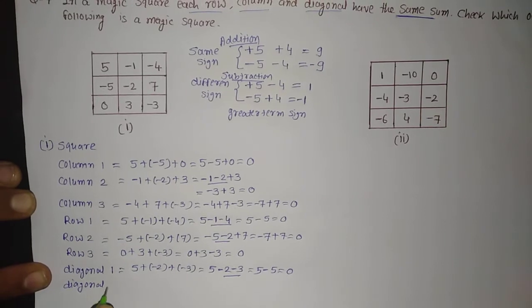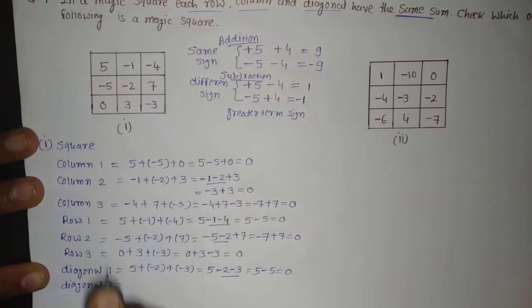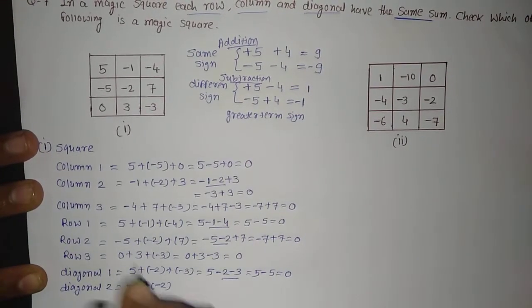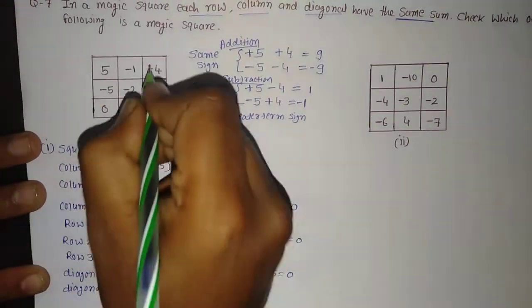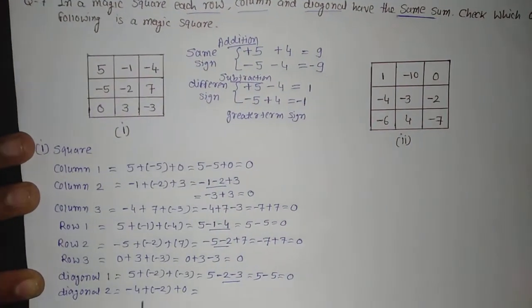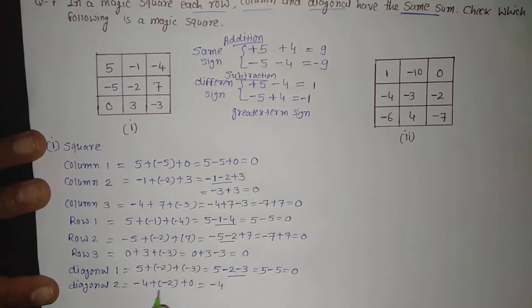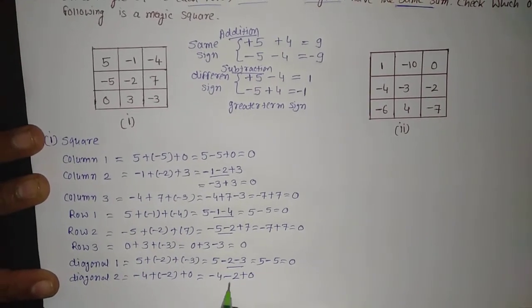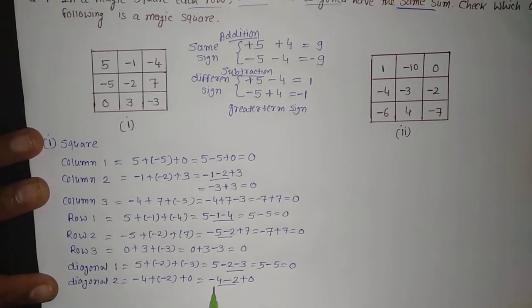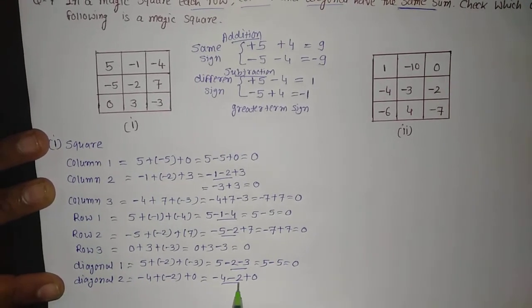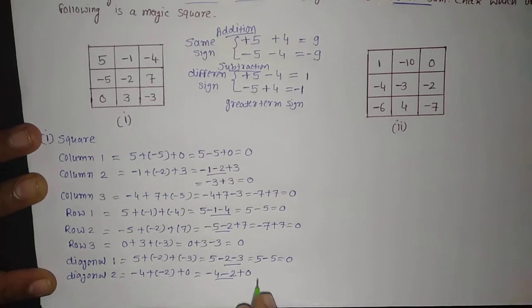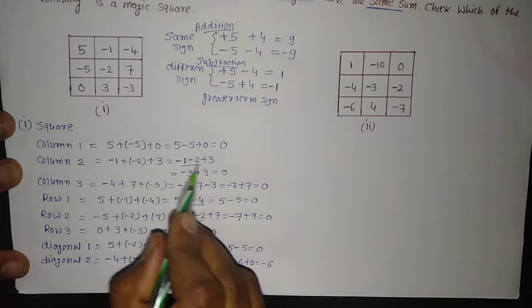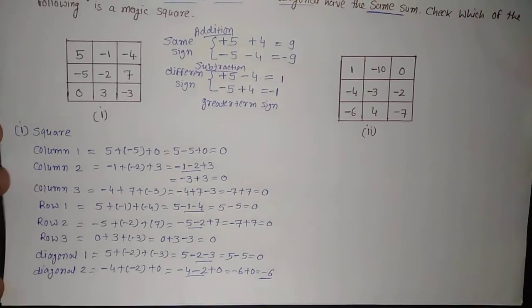Diagonal number 2. Minus 4 plus minus 2 plus 0. This diagonal we have taken. So it is minus 4 plus minus will turn to minus, minus 2 plus 0. Here you can see both have the same sign. So 4 plus 2 is equal to 6. And we'll keep the minus sign, that is minus 6 plus 0 is equal to minus 6. All this had the answer 0, but this is minus 6.